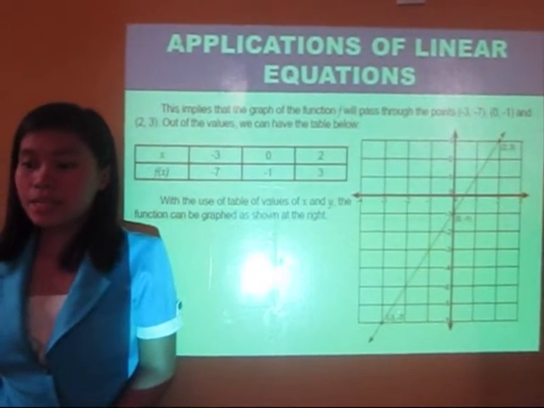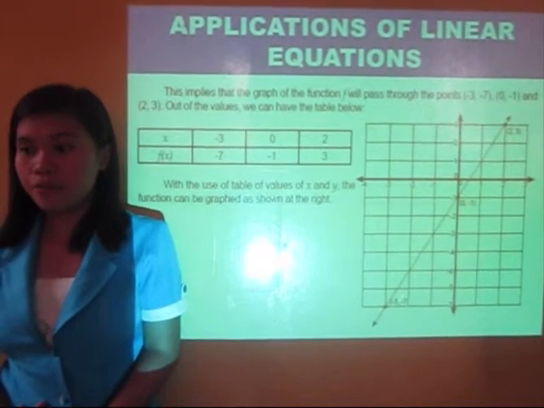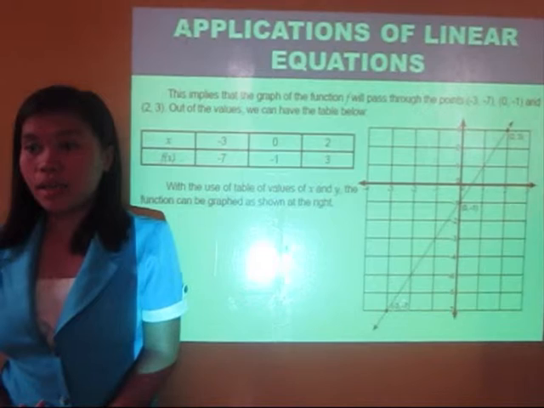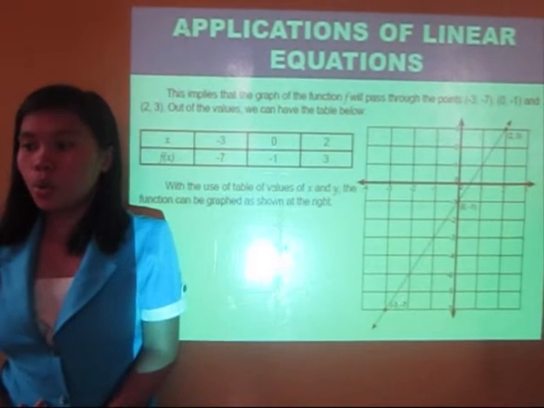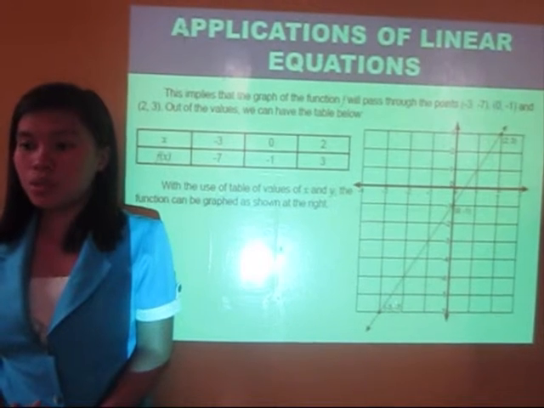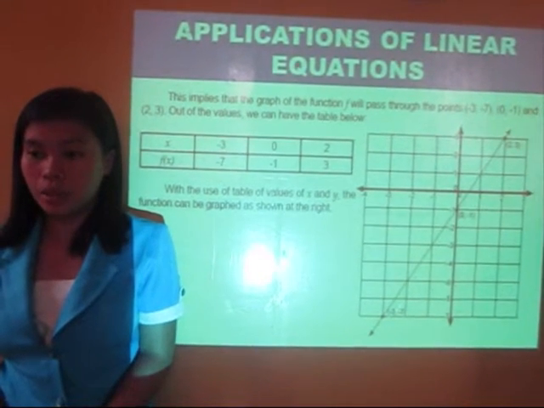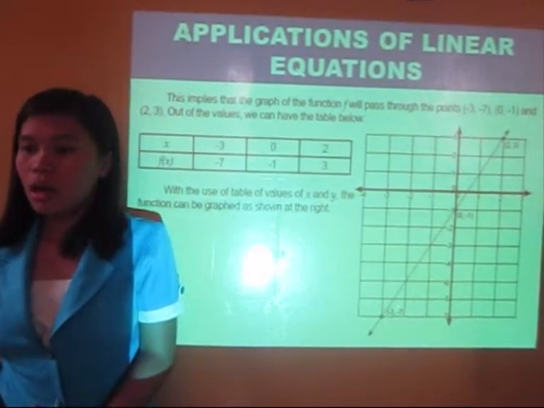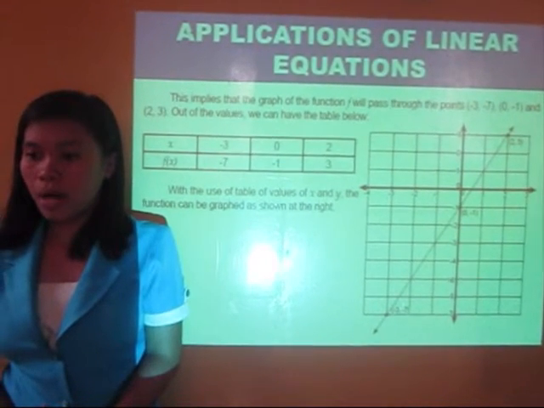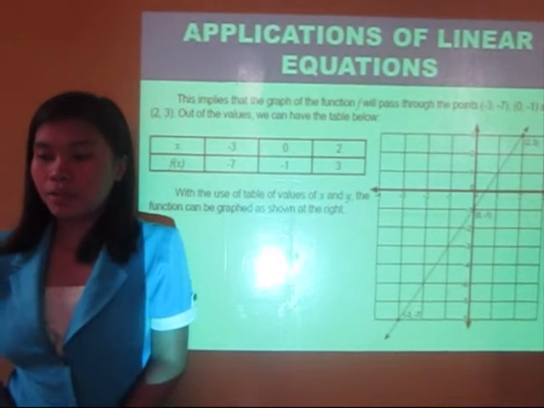This implies that the graph of the function f will pass through the points negative 3, negative 7, 0, negative 1, and 2, 3. Out of the values, we can have the table below. With the use of a table of the values of x and y, the function can be graphed as.